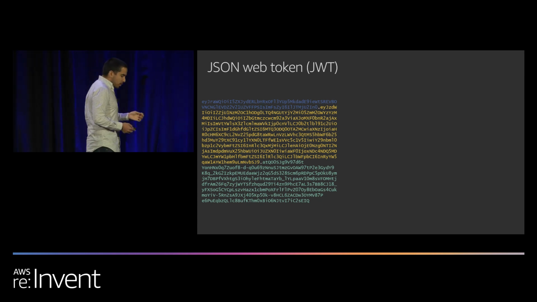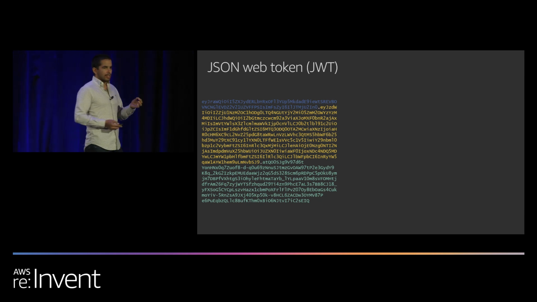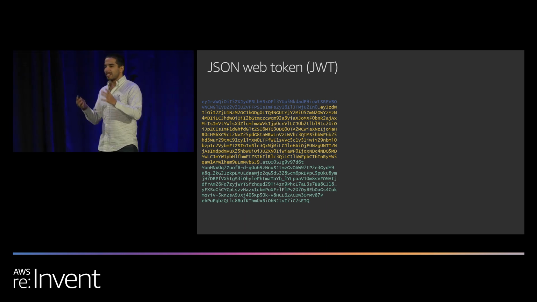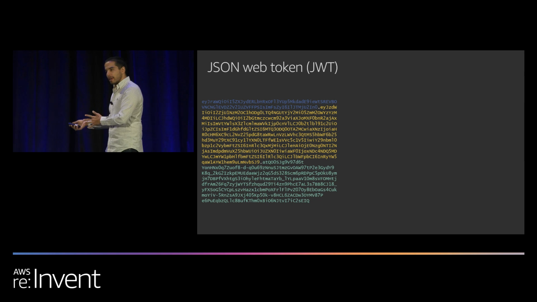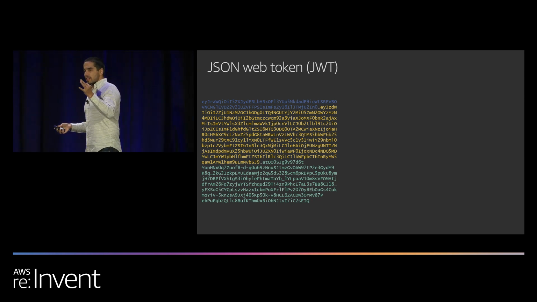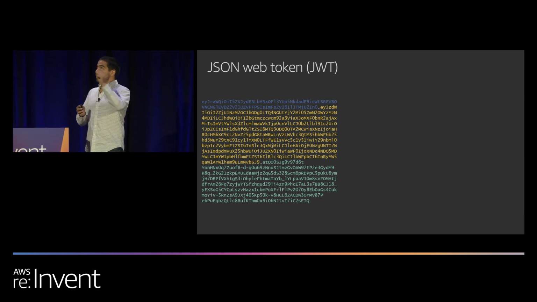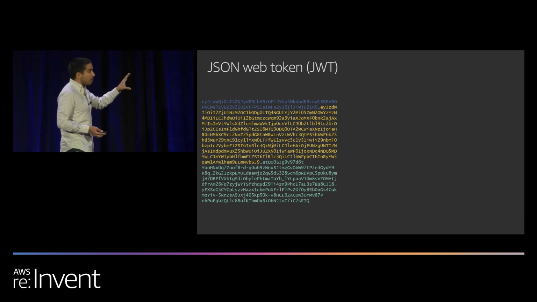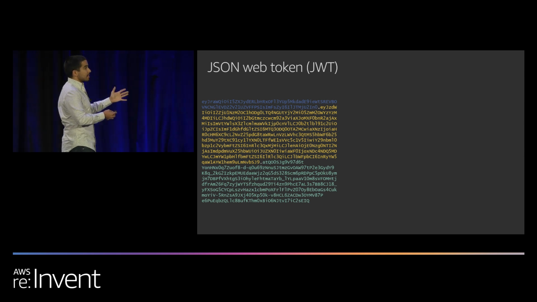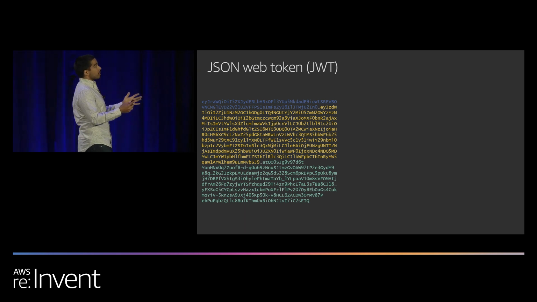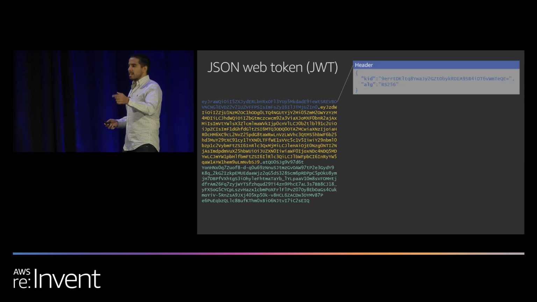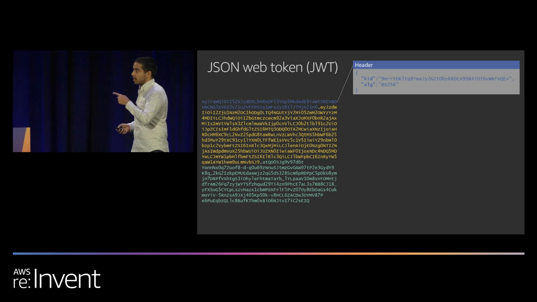JSON Web Tokens, or JWT tokens, are cryptographically verified JSON claims that cannot be altered. Now, Cognito implements 3 types of token. We're going to talk about those in a second. This is an example of one of those, an identity token. These tokens are composed of 3 base64-encoded parts concatenated by a dot. The first part is a header. It contains a pointer to the key used to sign the token, and also a reference to the signing algorithm.